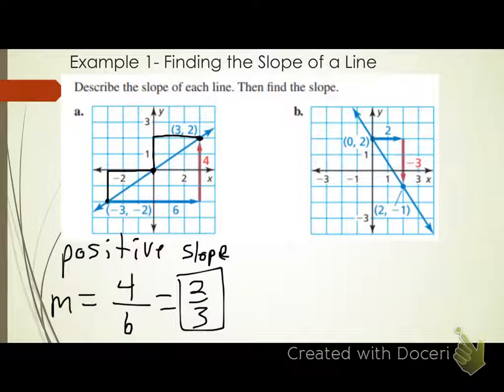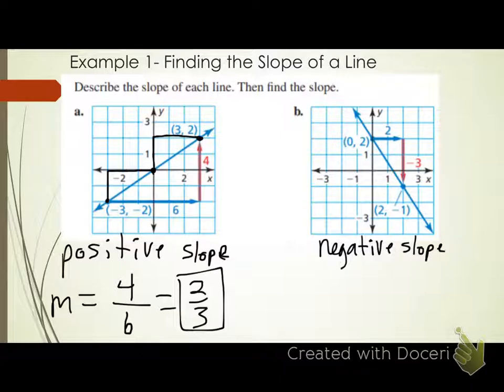Okay? Letter B. It's going downhill from left to right. It's falling from left to right. What would slope dude say going down the hill? Nice negative. So here I have a negative slope. My slope is going to be a negative number. We good with that?